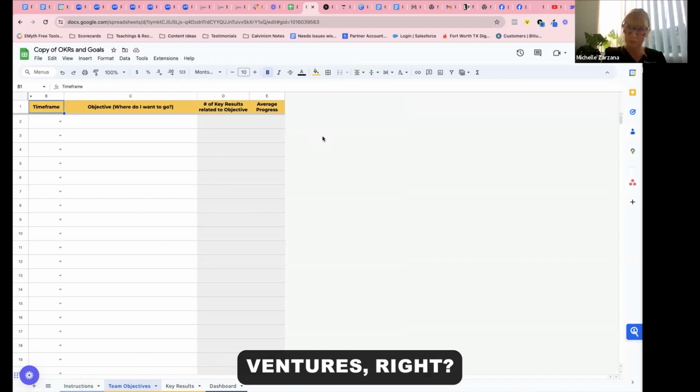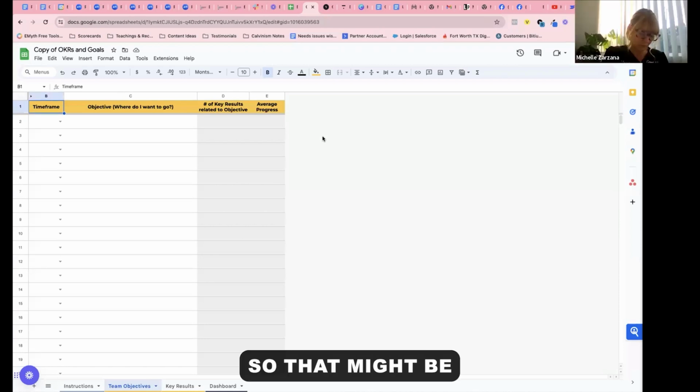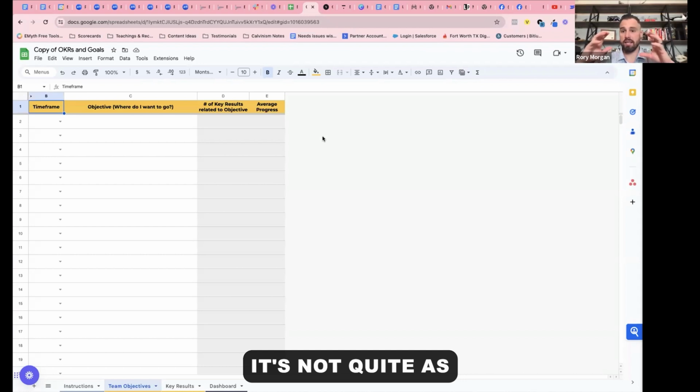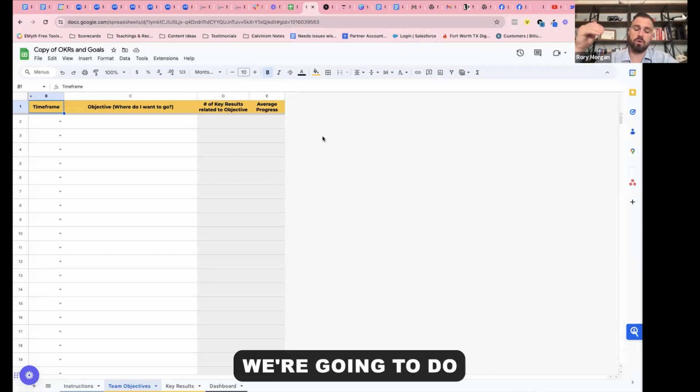You mentioned joint ventures, right? So what your objective might be is to diversify lead flow, to have 3 consistent, repeatable lead sources. So that might be the objective, and the objective is a little bit, you want to be specific, but it's not going to be totally perfectly measurable, right? So that objective would be maybe get to 3 lead sources, and then your key results, you're going to break down, okay, what are the things we're going to do so that somebody can actually be accountable, right?